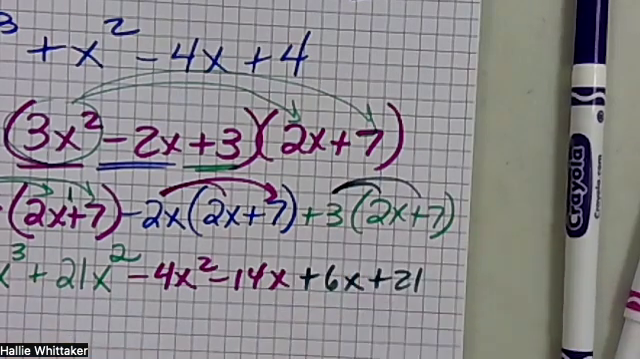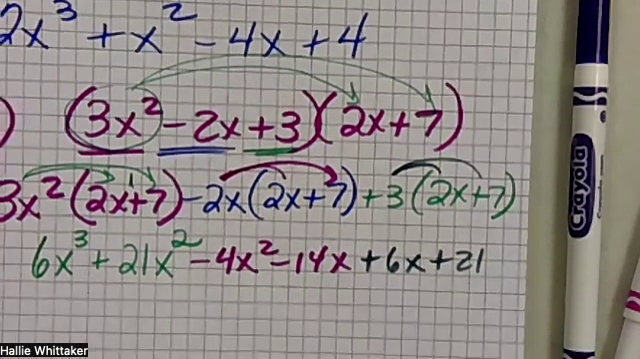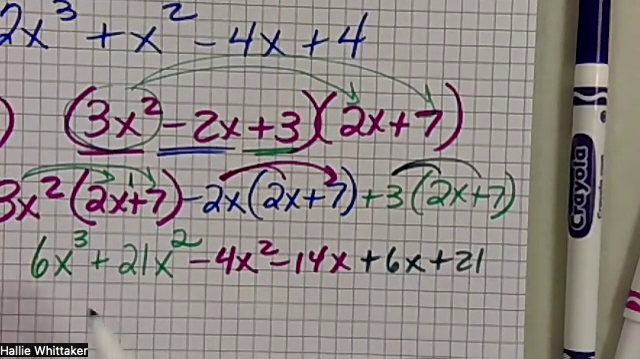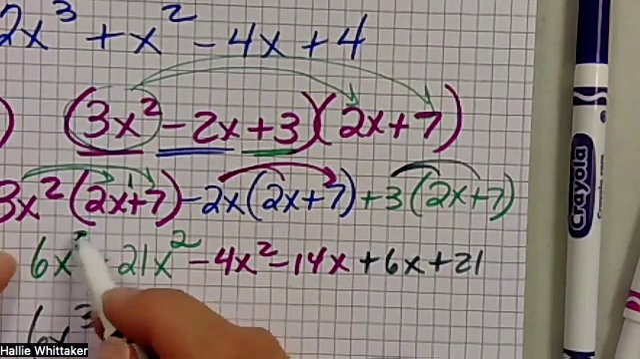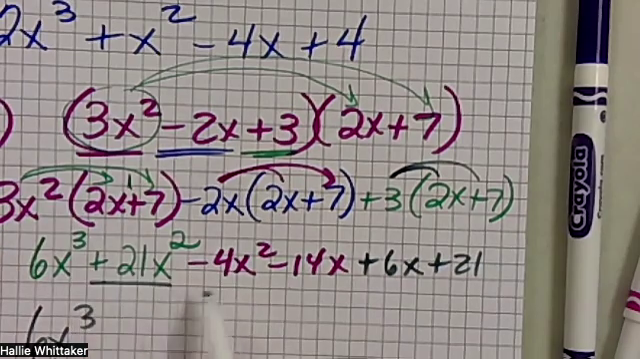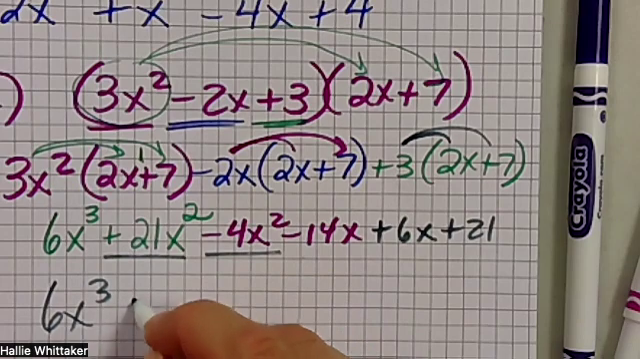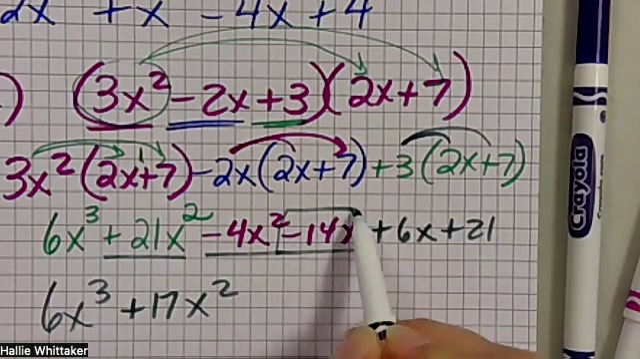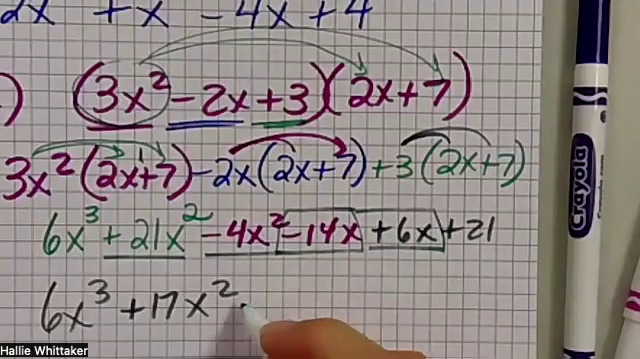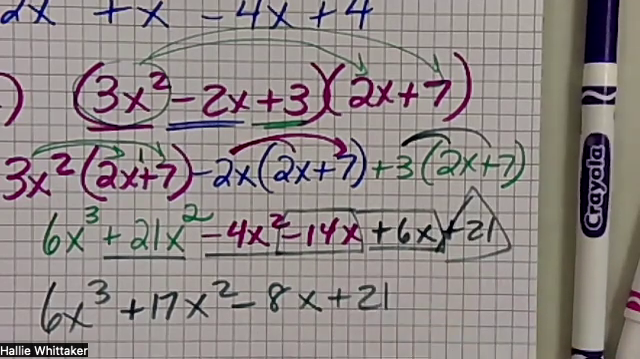There you go. Okay. So again, you don't have to do it in multicolors. I'm just hopefully getting parts of it to stand out to you. Look for like terms. You've got your 6x cubed. They won't always come out with that being first, but usually. And then what's your 21x squared minus your 4x squared? Anybody? 17x squared. And then we've got our minus 14x and our plus 6x. What is that? Negative 8x. And then our plus 21. So if you got that, good job.